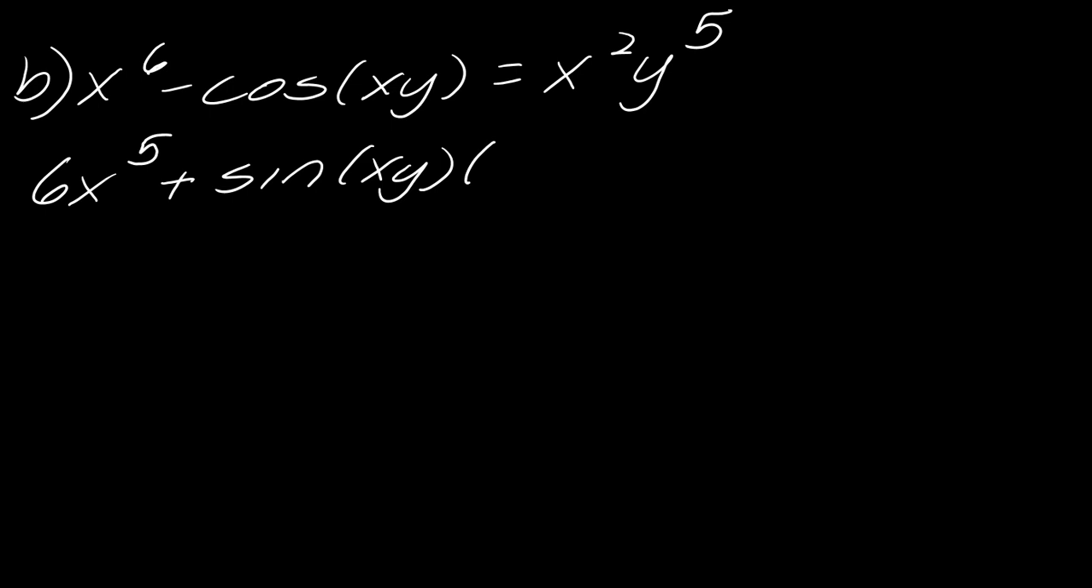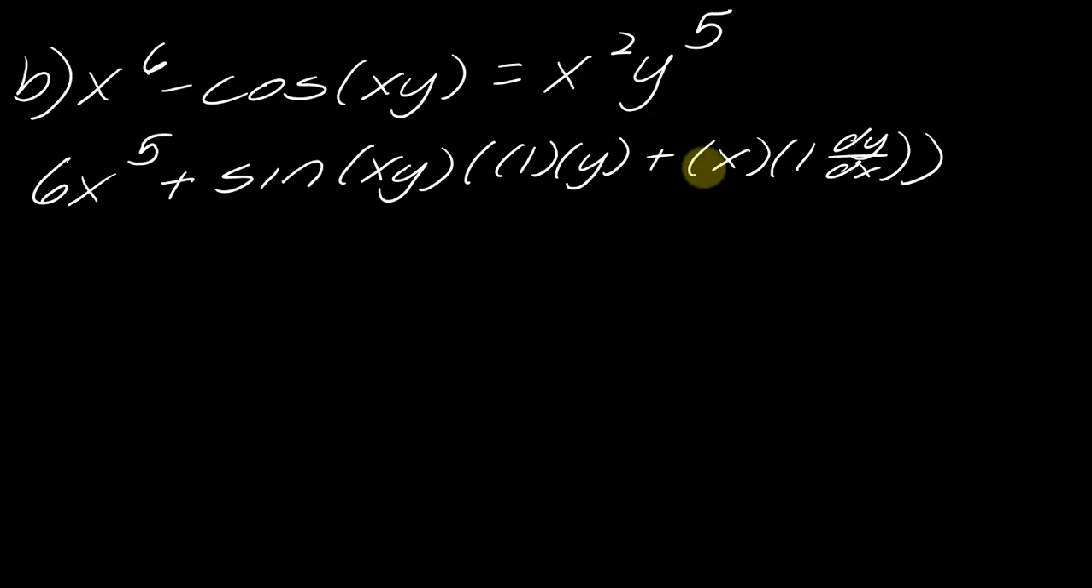And now I have to multiply this by the derivative of the inside, which I have to use the product rule. So x is the first function, y is the second function. So first I start with x. So the derivative of x is just 1. So this will be 1 times y. And then the other part of this will be x times 1 dy dx. So hopefully this makes sense, right? So I take the derivative of y, and then that's where the dy dx comes in. Okay, so there's one side.